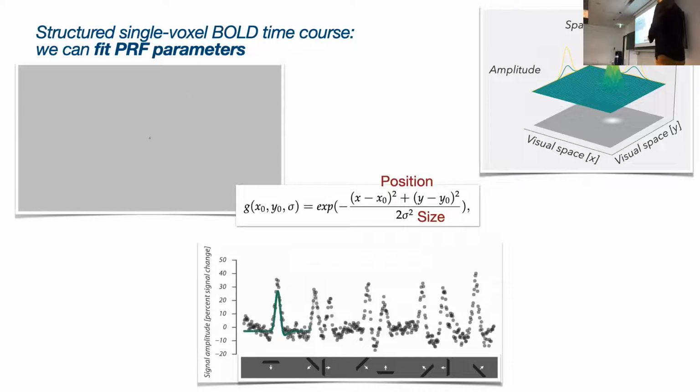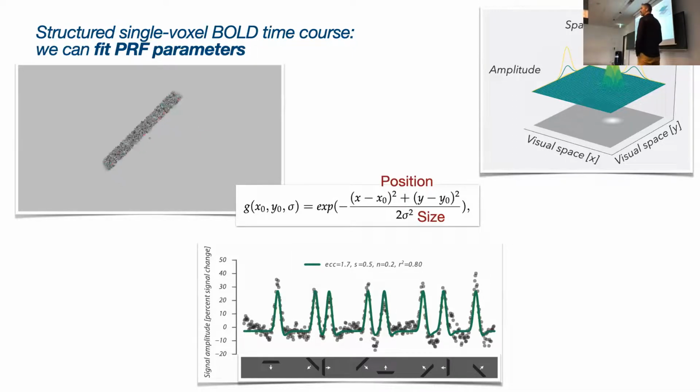So we can fit these parameters, and this is our best fitting prediction. And we can statistically quantify how well we understand this response. And so this gives us a very explicit representation of what this voxel likes. When this voxel activates, we know exactly where in the visual field something happened.